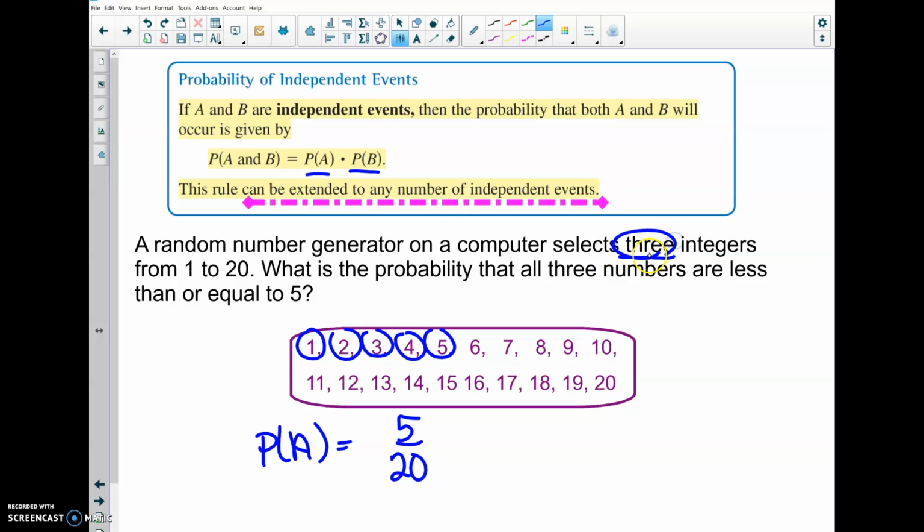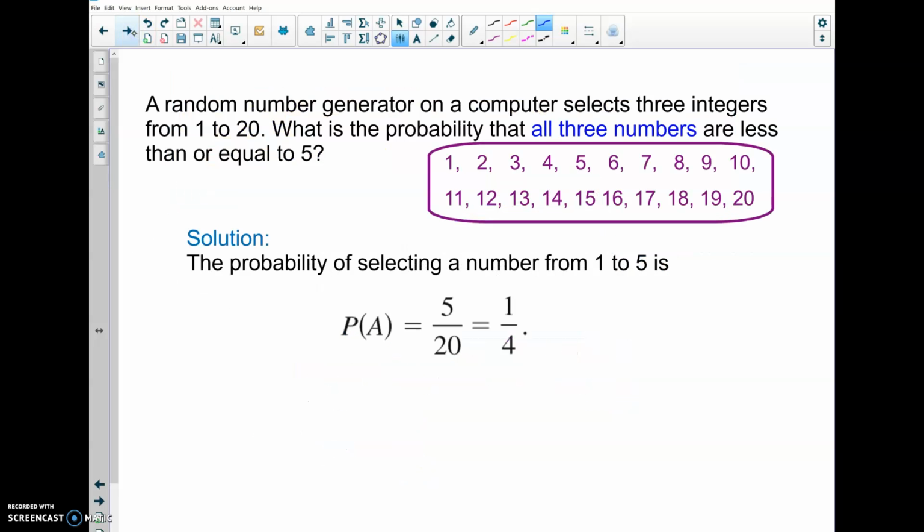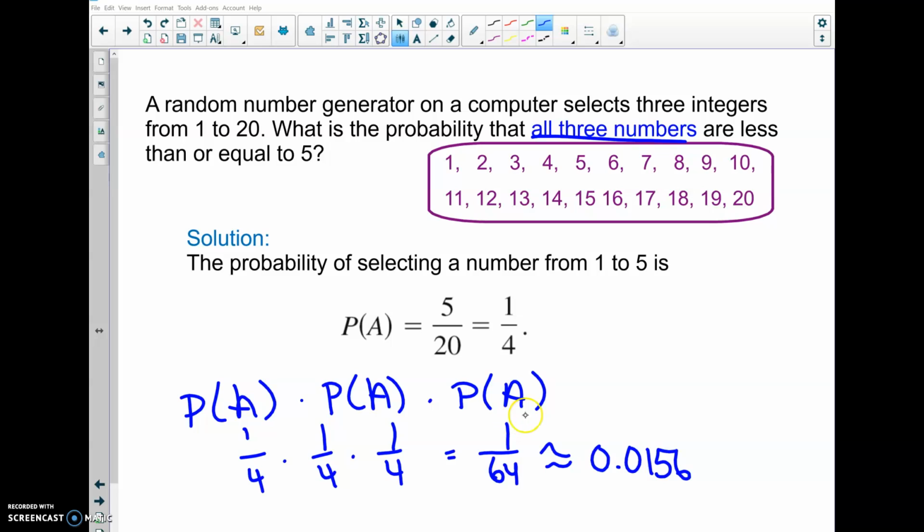But we want 3 integers. So probability of A happening, but we're picking 3 numbers. So we have to do the probability of A 3 times, and we're multiplying them together. So go ahead and finish off this probability. The exact probability is 1/64, and the decimal approximation is written right there.